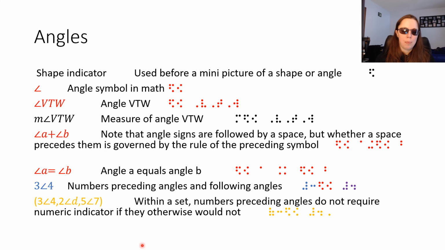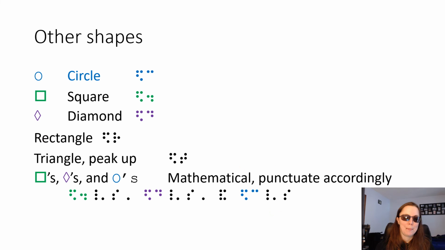For the purpose of numeric indicators, you do need a numeric indicator ahead of a number that follows a space, and because the angle indicator has a space between it and whatever it applies to, that means you also need a numeric indicator after the angle indicator if the measure of the angle or if the angle is numbered follows. So you have a couple of examples of that to get started with now.